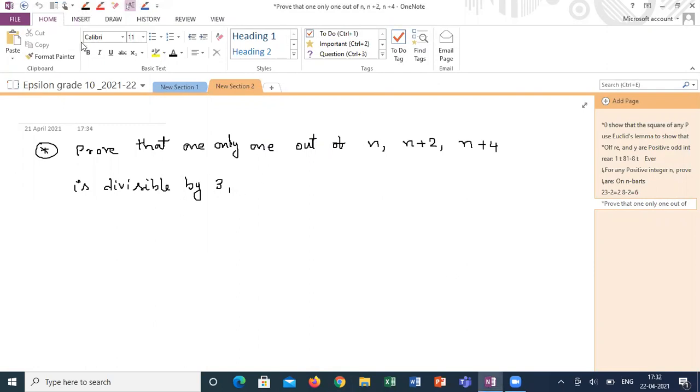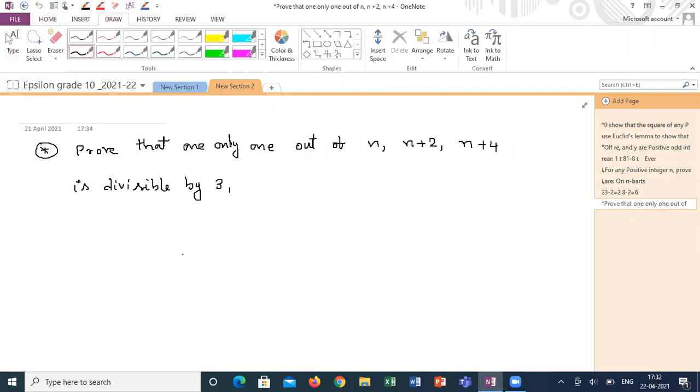See, in the last class it all of a sudden went off. Anyway, we are continuing where we stopped in the last class. After this numerical, I'm going to do a new thing that is not available in the textbook, but based on that, some questions are asked. Now, prove that one and only one out of n, n plus 2, n plus 4 is divisible by 3, where n is any positive integer.